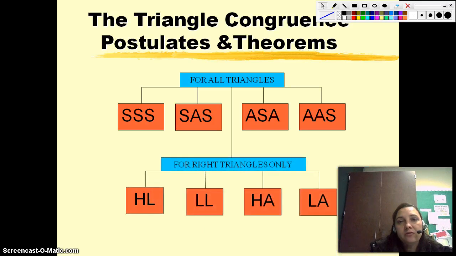Here's the big picture for all triangles, the triangle congruence postulates and theorems. These are the four main ones that we're going to use: side, side, side; side, angle, side; angle, side, angle; and angle, angle, side. And then we have some for right triangles only as well. However, they are just variations of those four, and they are the hypotenuse leg, leg leg, hypotenuse angle, and leg angle.